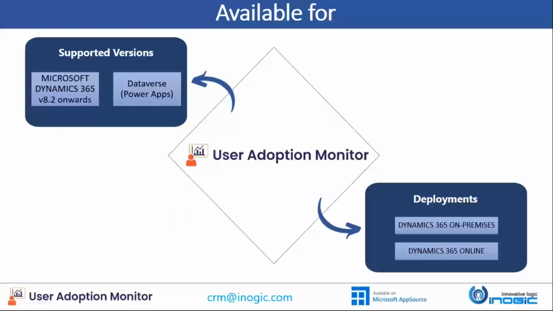So the user adoption monitor tool, that is the performance tracking tool. The supported version is Microsoft Dynamics CRM version 8.2 and above, as well as Dataverse and Power Apps, which can be deployed online and on-premise.